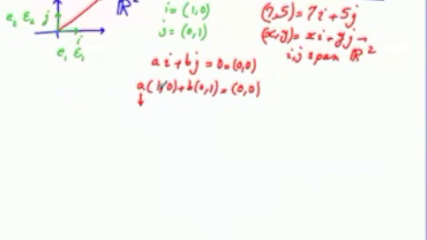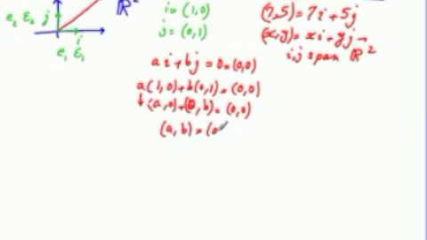Let's just multiply this out. A times 1 is A, A times 0 is just 0. B times 0 is 0, B times 1 is just B. I want to create 0, 0 out of it. Let's just add them up. This is A, B. I want A, B to be 0, 0. What's my only choice? A has to be 0 and B has to be 0. This tells me the only way to create the origin out of these two vectors is to take none of that and none of this. 0 of this, 0 of that.